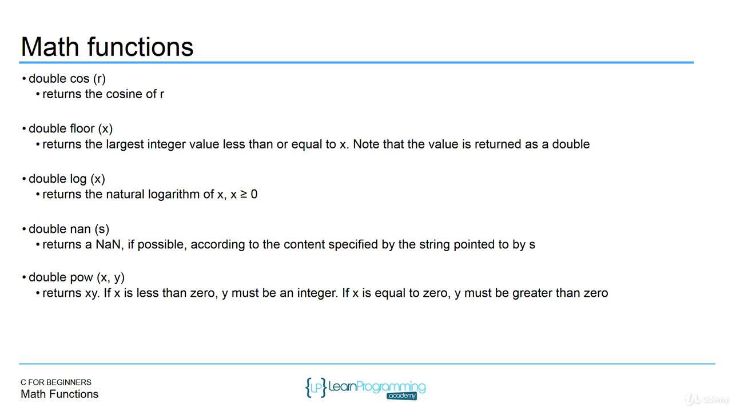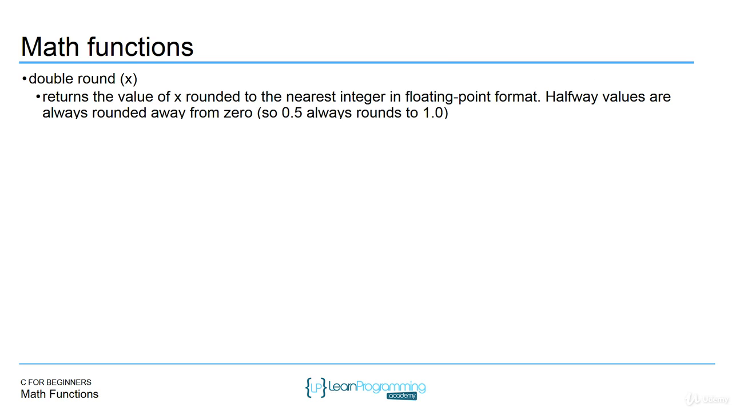pow is the power function. When you raise something to a power, like 3 squared, 3 cubed, and so forth. This is very useful, and used more than having to come up with your own power implementation. remainder you could use as opposed to the mod operator, the modulus operator, which is the percent symbol. Other functions: round will round a number to the nearest integer in floating point format. Halfway values are always rounded away from 0, so 0.5 would be rounded to 1.0.